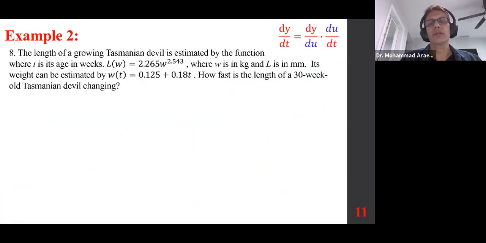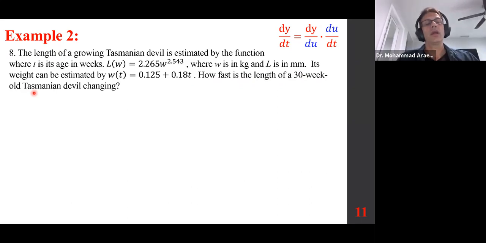We did a similar question to this: the length of a growing Tasmanian devil. The length of a Tasmanian devil is estimated by this function. L is a function of W. W is in kilograms, L is in millimeters. And its weight can be estimated by W of t, where t is its age in weeks, okay? How fast is the length of a 30-week old Tasmanian devil changing?